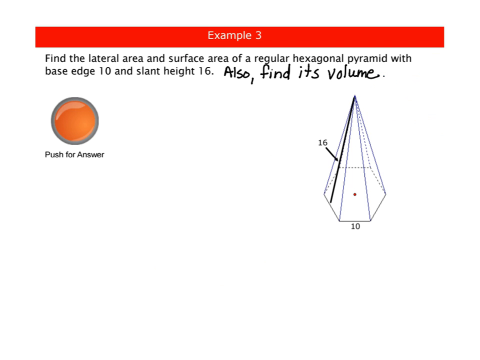Next, I have a hexagonal pyramid. It is a right regular pyramid. I want you to find the lateral area and the total surface area of that regular hexagonal pyramid. It has a base edge of 10 and a slant height of 16. And I also want you to find the volume. Press pause on your video. When you're ready for the answer again, press play.